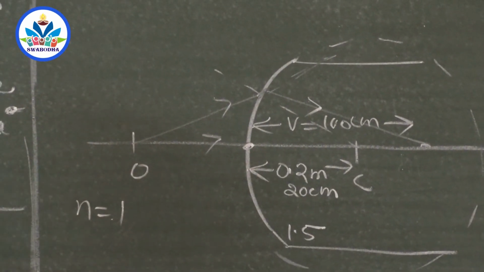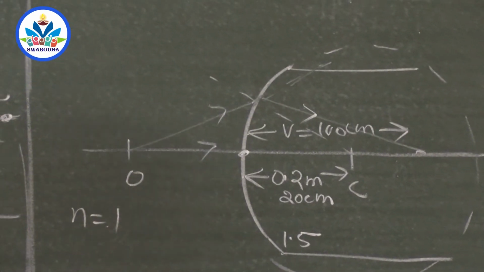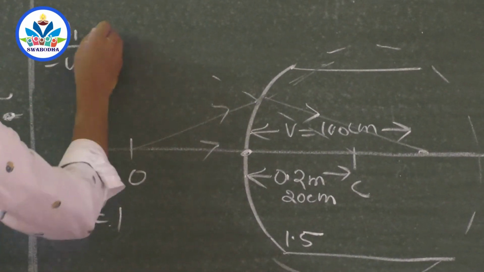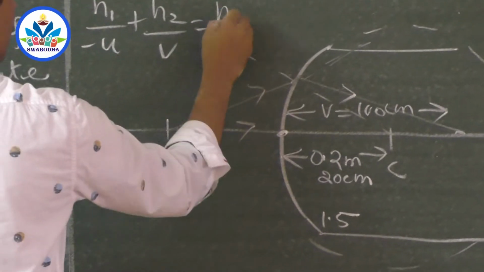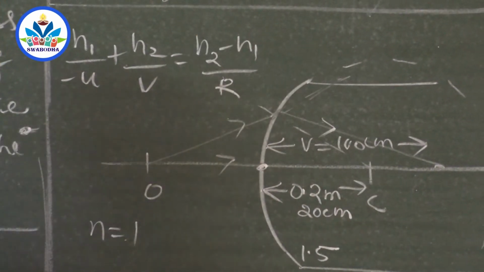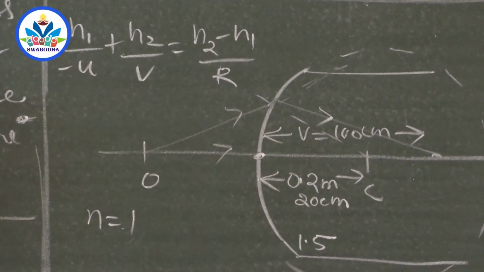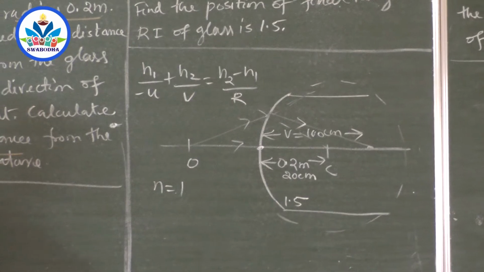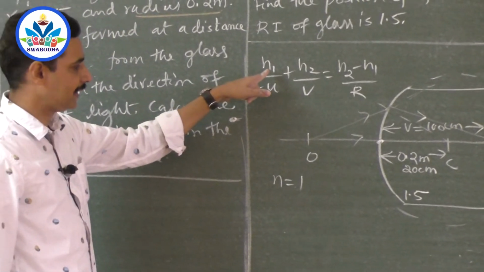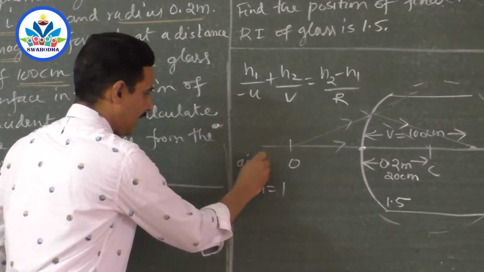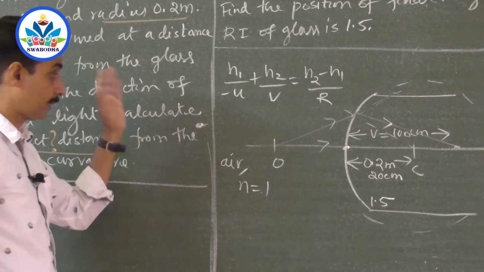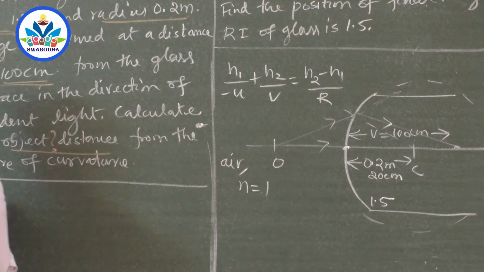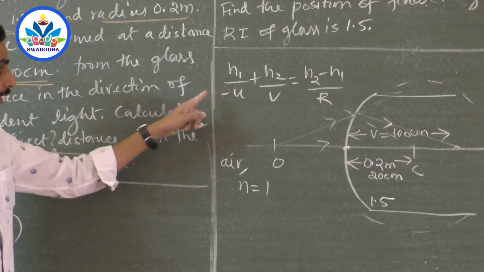So what is the position of the object? Now you know the formula: n1 by minus u plus n2 by v is equal to n2 minus n1 by r. So according to the situation, you apply it to the problem. Hope you can see here and here, both sides, right? Now, refractive index of the medium where incident rays are present: air. Since this is air, it is told in the problem clearly. So n1 by minus u, the minus in the formula itself, and that has to be found out.